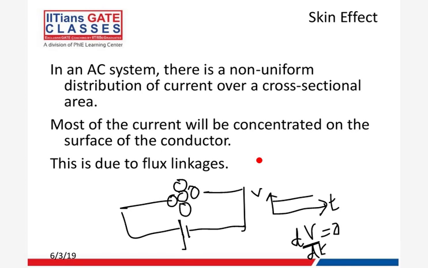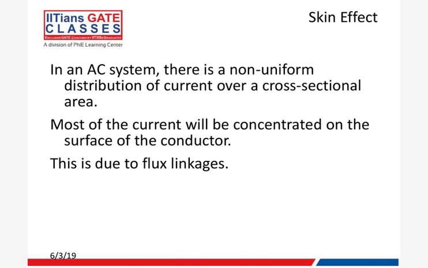When we are talking about DC, the current distribution is uniform across the cross-sectional area. But when we are talking about an AC system, the current distribution is not uniform. It tends to be at the surface, like the skin of the conductor. That's why it is called skin effect.